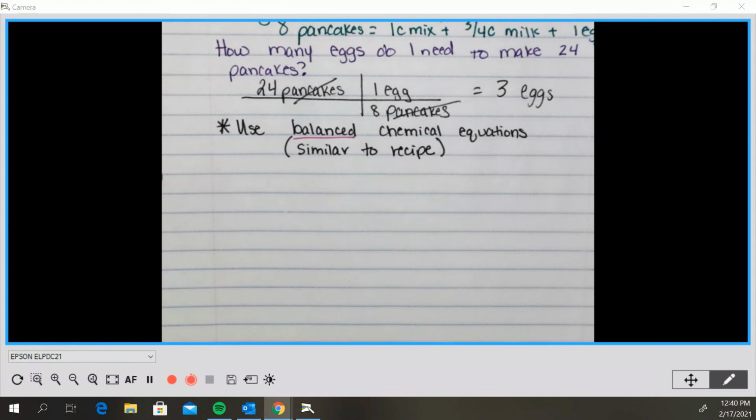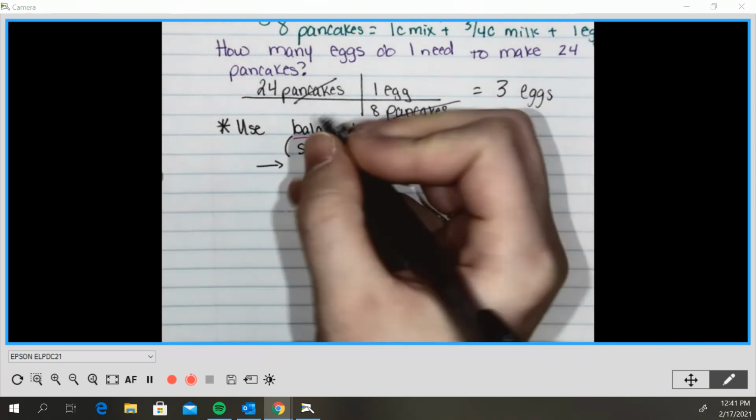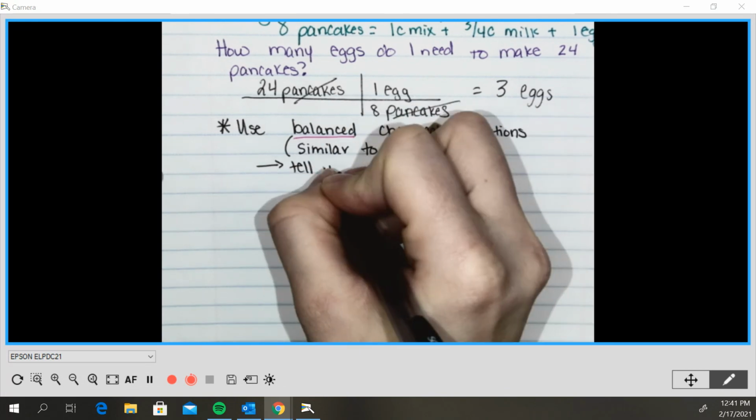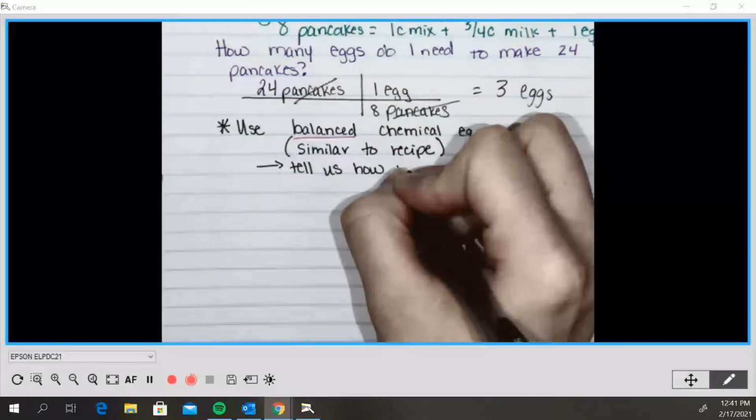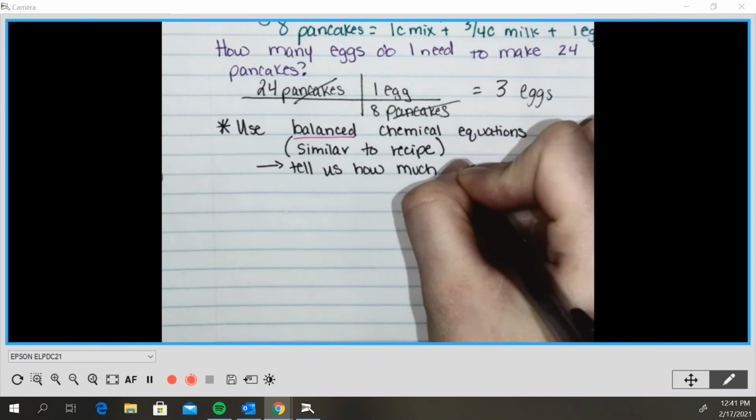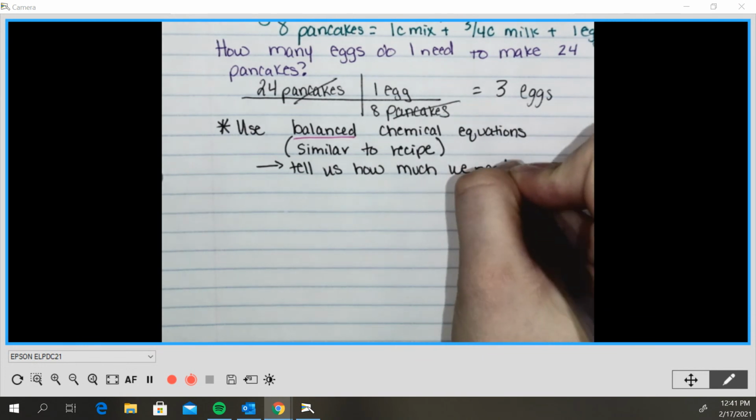Does that make sense? A recipe for cookies tells you that you need this many cups of this, this many tablespoons of this, and this number of eggs. And it usually tells you we'll make around 24 cookies. Balanced chemical equations do the same thing. They tell us how much we need, and they usually tell us how much we make.